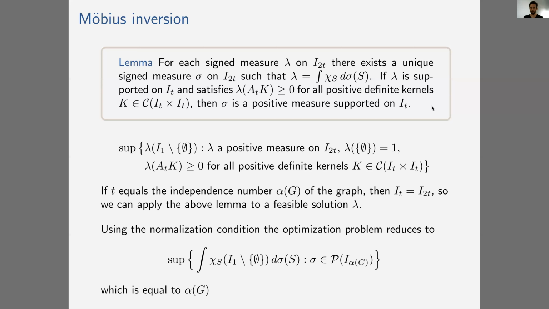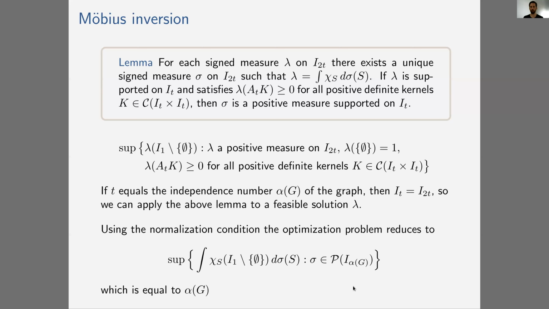And that means that this optimization problem is really reduced to this optimization problem. So we optimize over all probability measures on the set of independent sets. And then we optimize this integral. So we evaluate chi of s at the singletons, integrated against sigma of s. But this integrand is just the cardinality of s. So the best thing you can do here is make sure that sigma is supported on independent sets of cardinality alpha of G, and then you get the independence number. You cannot get something bigger than that.